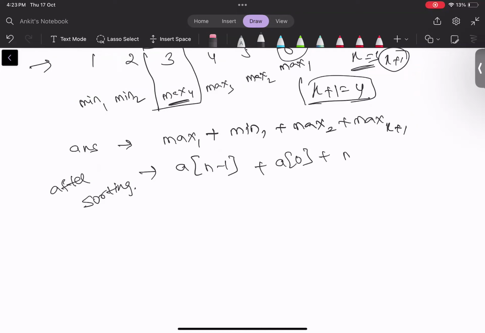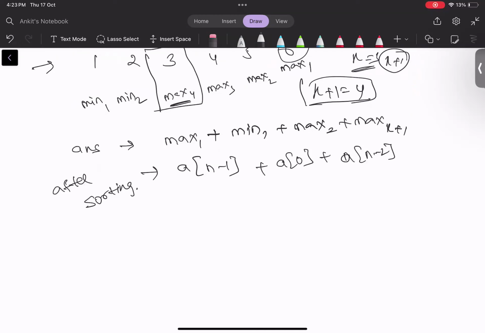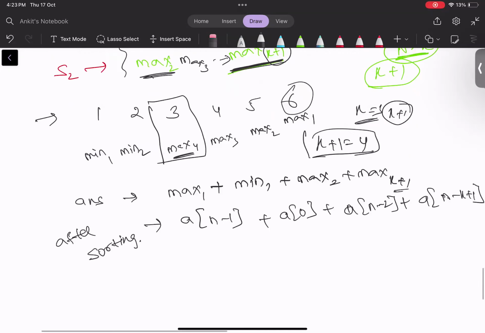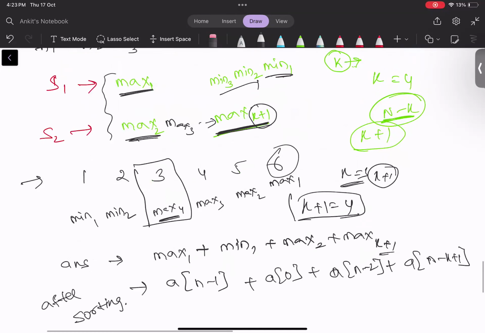Max 2 will be stored in A of n minus 2, that is the second last element in the array. And max k plus 1 will be stored in A of n minus k plus 1. As I said before, if we take it in terms of minimum, it will be n minus k plus 1, since we are sorting from left to right. So this will be n minus k plus 1.